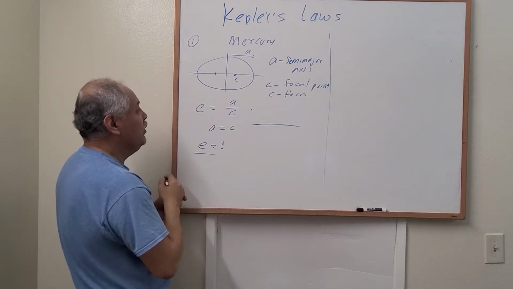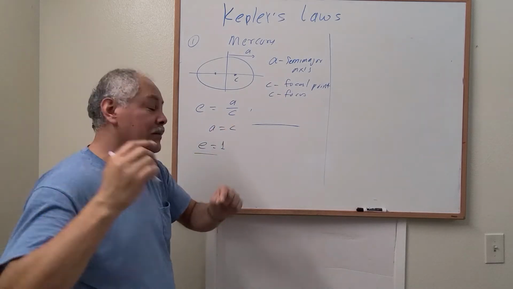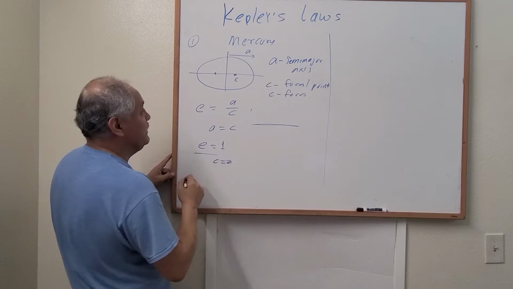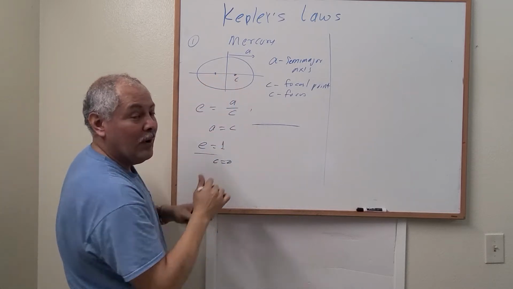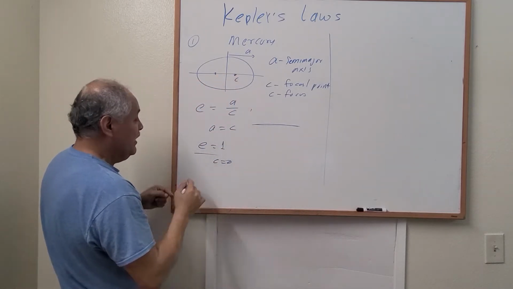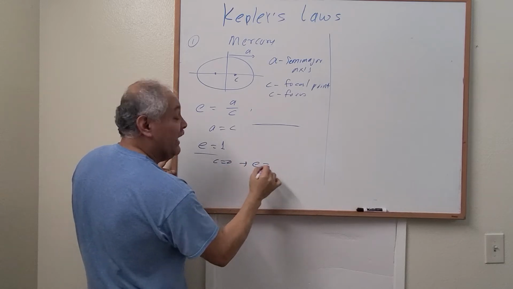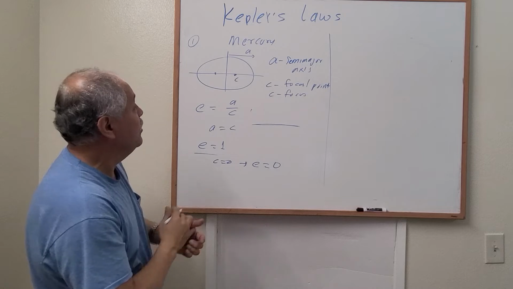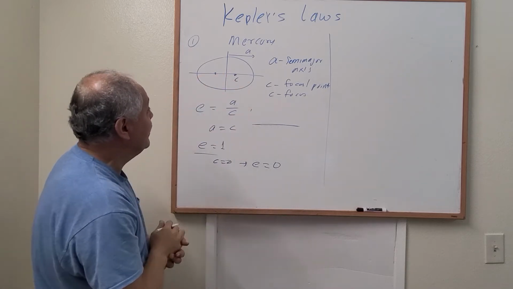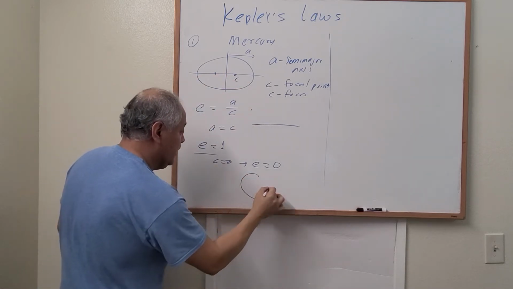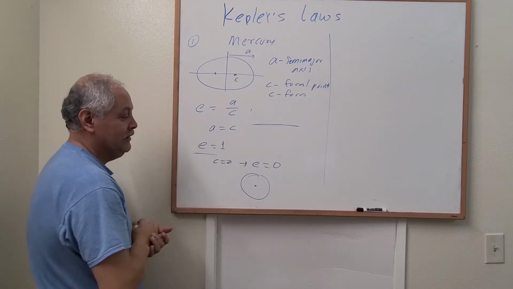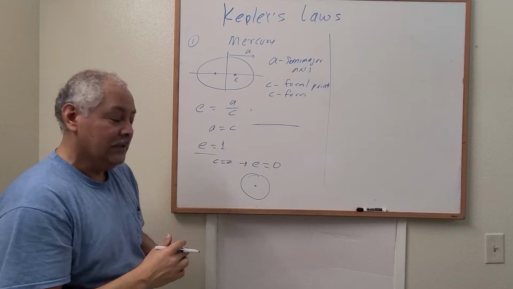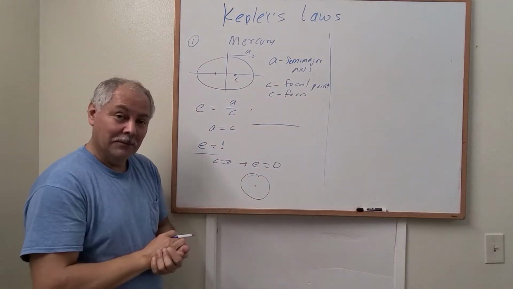Another case is when C is equal to 0. That means these 2 points meet in 1 point. And what do we have then? The eccentricity is equal to 0. In that case, we have a circle. These two make only 1 point, and we create a circle. You can see the circle is just a form of an ellipse when C is equal to 0.